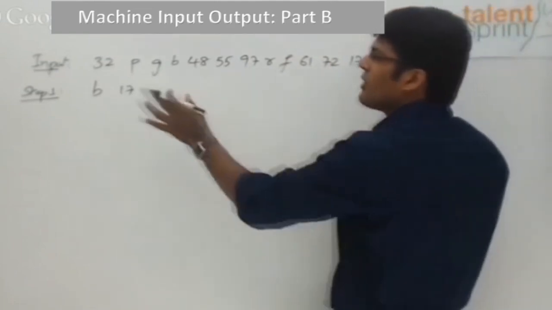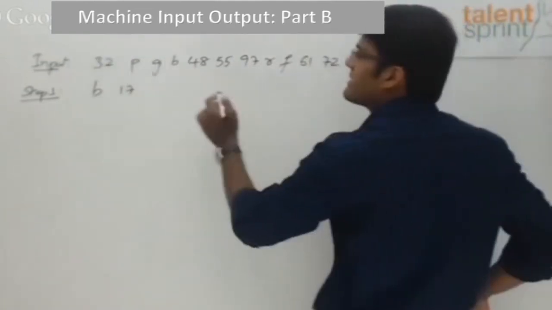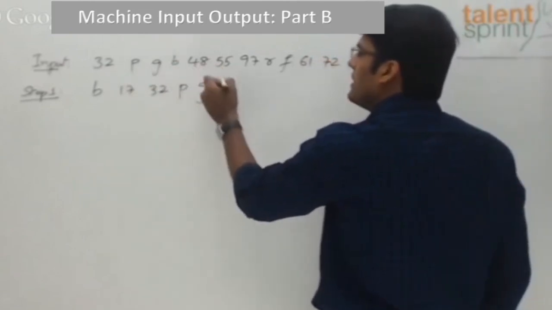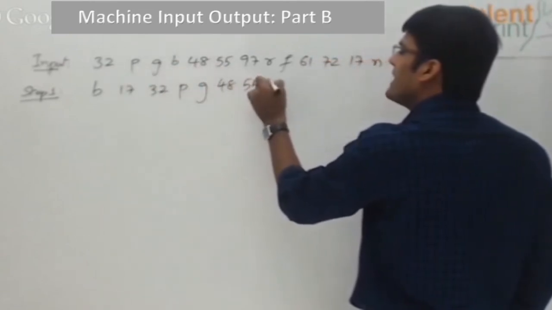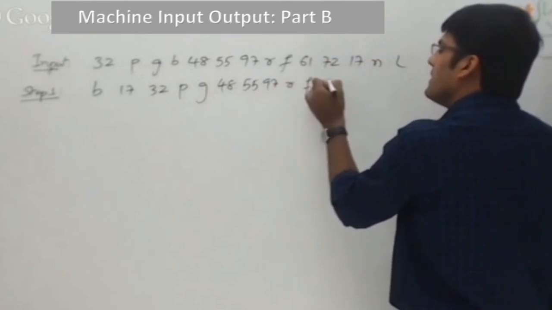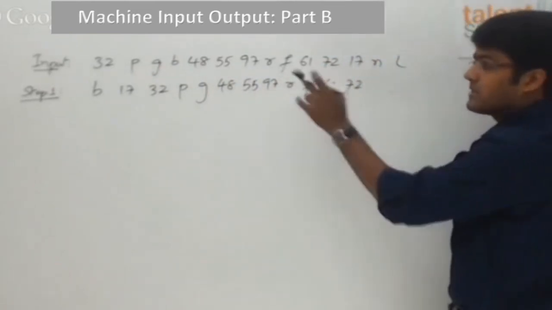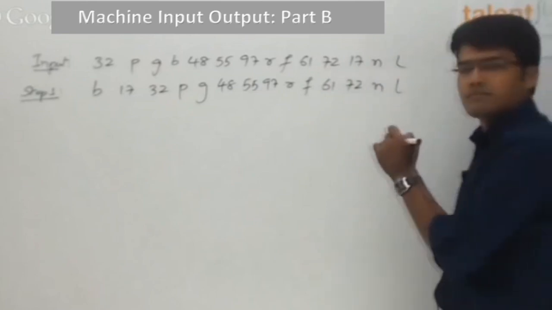If you get anything extra, you will get to know that okay, you have copied something twice, right? So that's the logic. Except B and 17, just write everything as it is. So I'll get 32, P, G. I'll skip B. Then 48, 55, 97, R, F, 61, 72. Don't copy 17, right? 17 has already gone there. N and L. Then step 2.